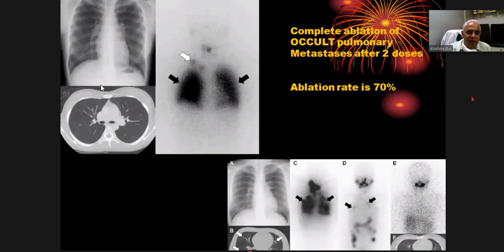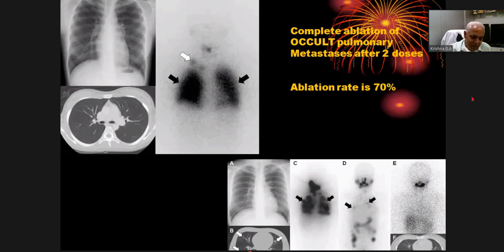Now, this is one of our patients. You see here that this patient actually had no major symptoms at all. He had actually come for an ablation of the residual tissue. On the scan, what we found was bilateral lungs showing diffuse radioiodine concentration. And look at the chest X-ray here. There is nothing in this chest X-ray. And even in the CT scan, HRCT, there is no disease. Now, this is called occult pulmonary metastasis.